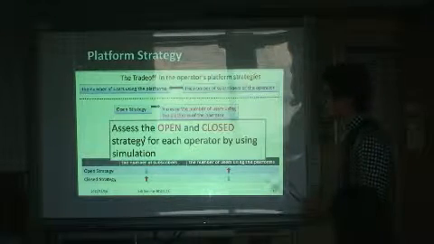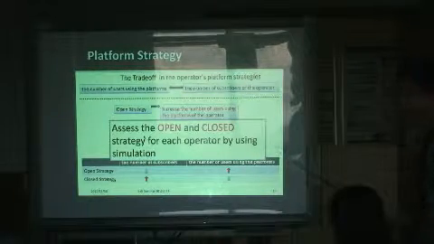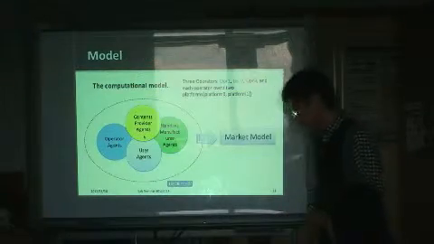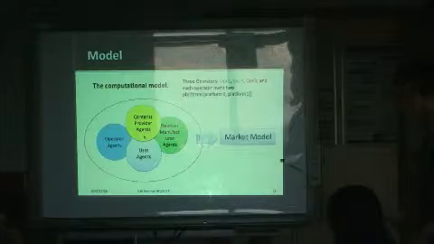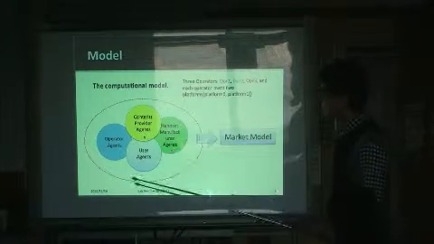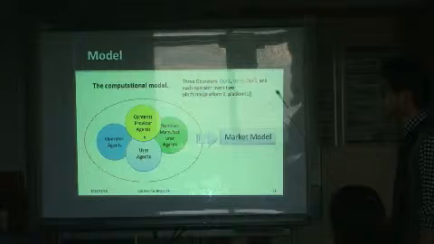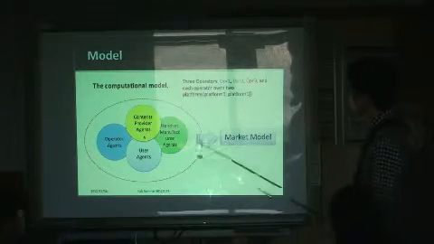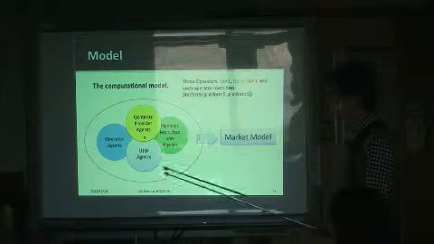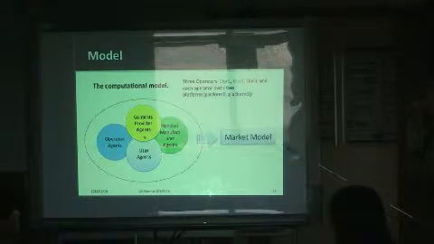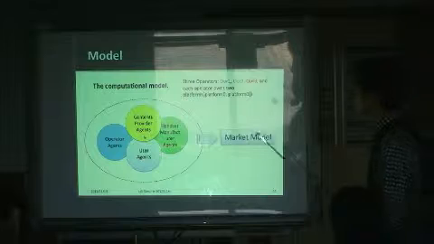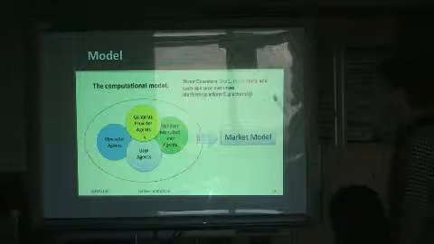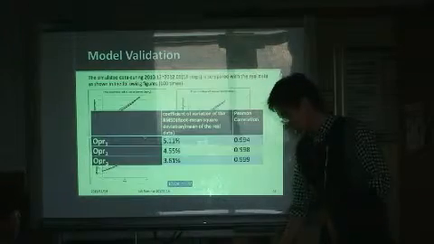So we'd like to use simulation to assess the open and closed strategy for each operator. We built our model, and here is the outline of our model. There are four kinds of agents: content provider agents, user agents, operator agents, and handset manufacturer agents existing in our model, and by their interaction, they will emerge into the market model. There are two operators, and each operator has two platforms, platform 0 and platform 1.